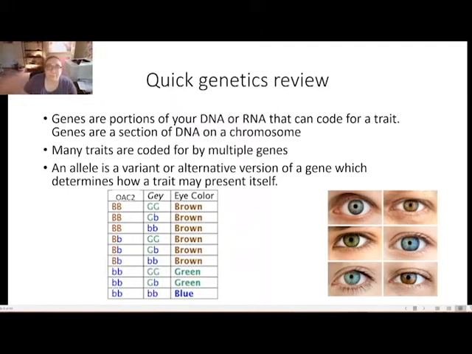This is just a very basic description. There's a lot more to it, but you only need to know the basic stuff right now. We're not in a genetics class. We don't have to know a ton of genetics.